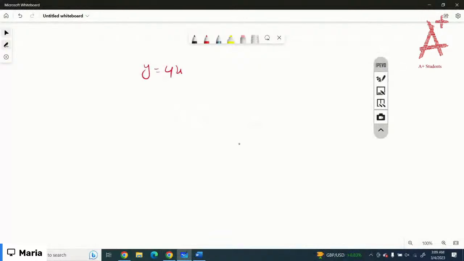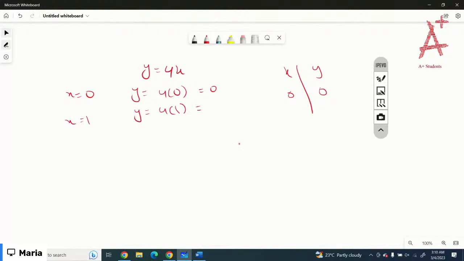Y equals 4x. X equals 0, y equals 4 times 0. That is 0. That means when x is 0, y is 0. Then when x equals 1, y equals 4 times 1, and 4 times 1 is 4. That means x is 1, y is 4.